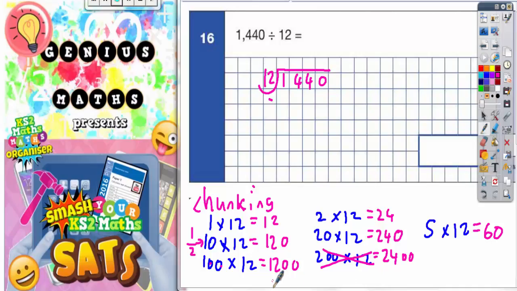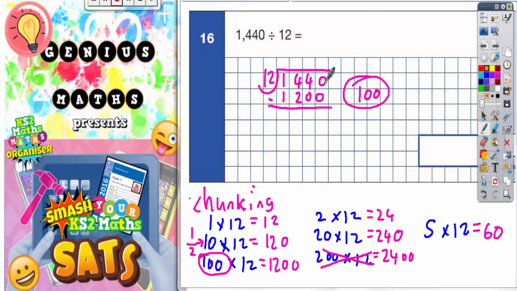But I could subtract 1200. So if I subtract 1200, I can work out what I've got left. But remember, you can't just subtract 1200. You must say what chunk of 12s that is, and it's this chunk here. It's a chunk of 100 12s. Okay, write that at the side because we're going to need to add these chunks up at the end.